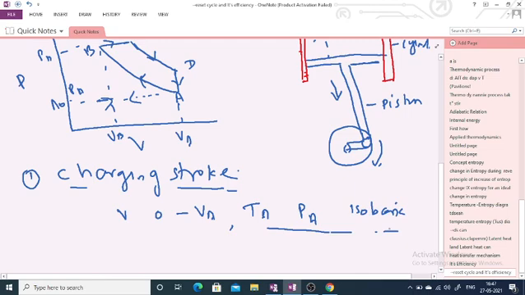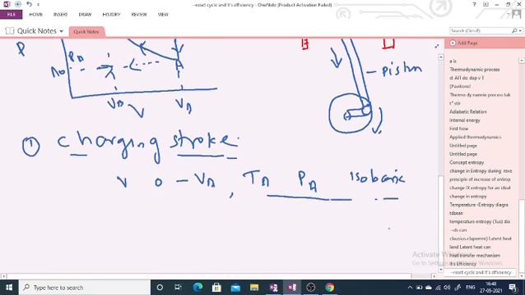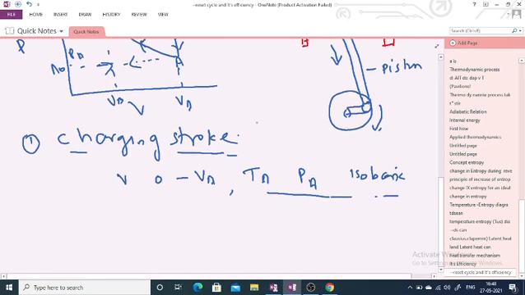So air is taken inside. Air only is taken inside the cylinder, unlike the Otto engine, where a fuel-air mixture is taken in. The change of state can be represented by line 0A. This is the first stroke and the first operation.